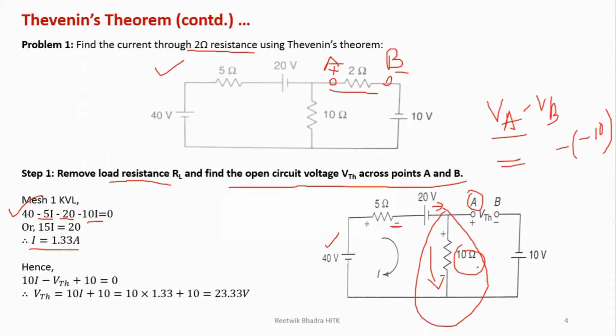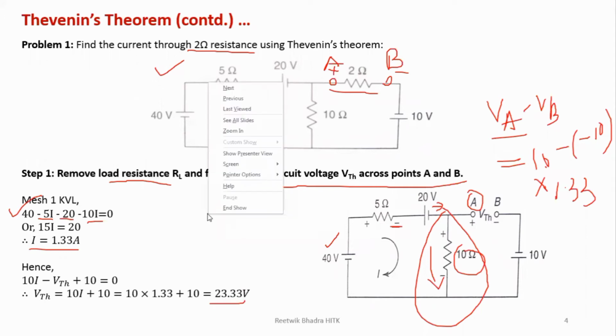So you can calculate the voltage drop across 10 ohm. What will that be? 10 into 1.33, minus of minus 10. So that will give you 23.33 volts. This is a very simple method. I hope everybody has understood this.